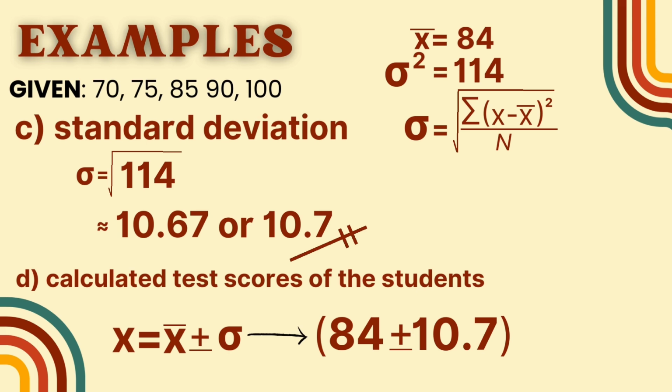10.7. And for our D, calculated test scores of the students, which is the x is equal to mean plus minus standard deviation. So 84 plus minus 10.7.